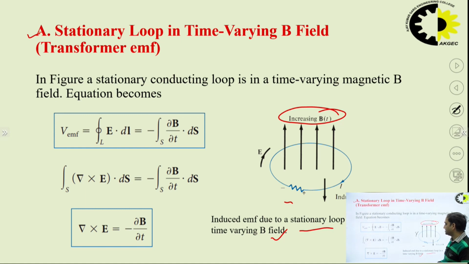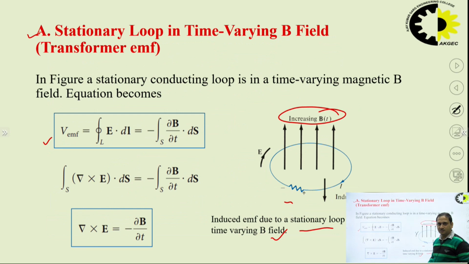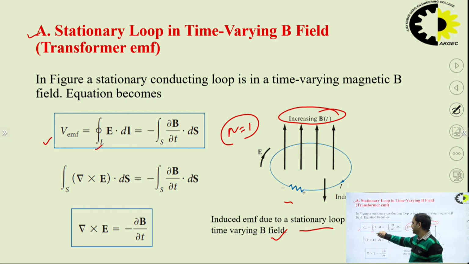So in this case we can use this equation for V EMF. In the previous case we saw V EMF is equal to n times d upon dt of the integral of B dot ds. Here, when we have a single loop, the value of n will be 1. And for V EMF, we know this formula, that is the closed line integral of E dot dl, and that is equivalent to minus del B upon del T.